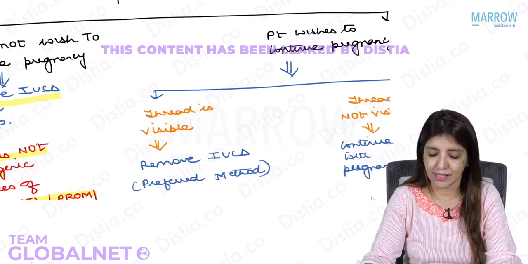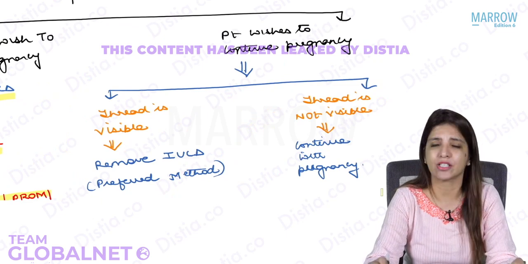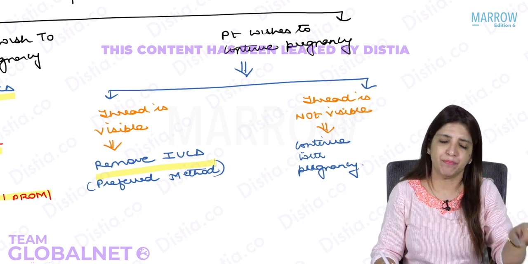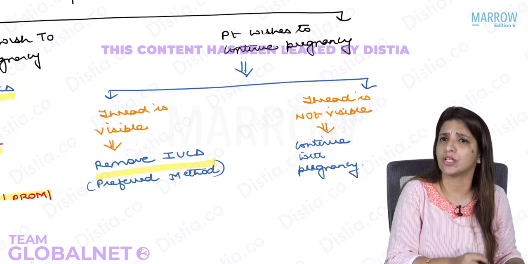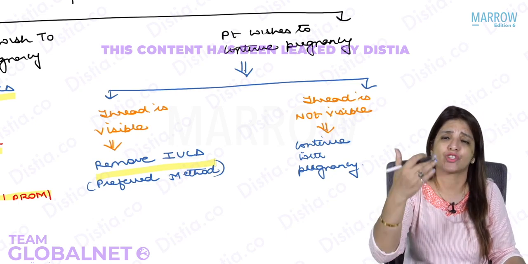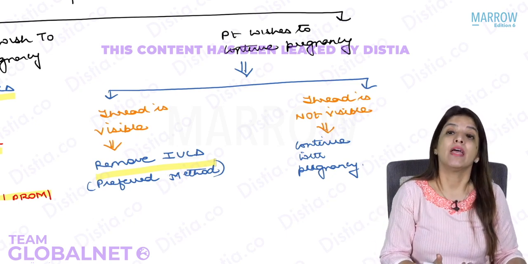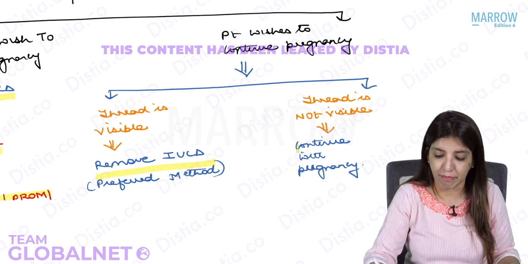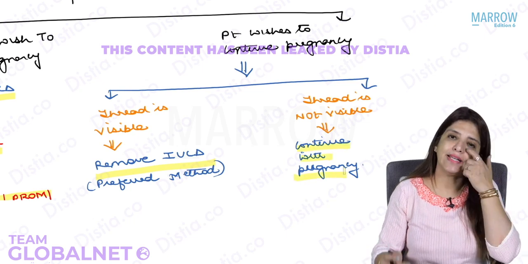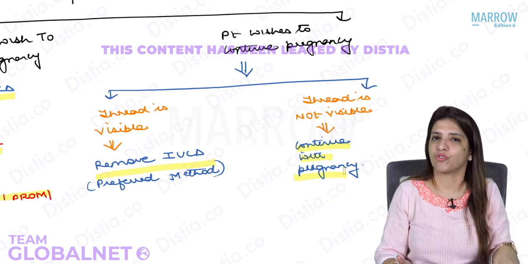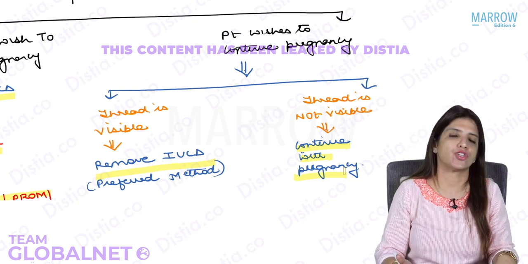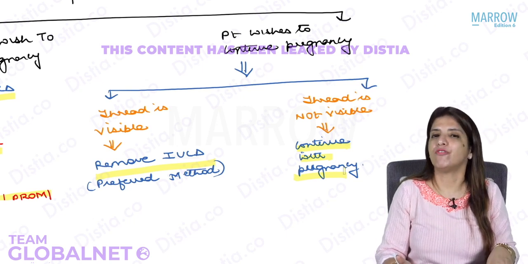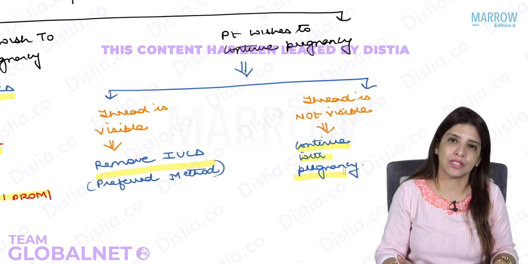But suppose the patient says, no, I want to continue the pregnancy. Best is that the IUCD should be removed and then the pregnancy continued. So if the thread is visible, remove the IUCD, and tell her that since the IUCD is removed, the chances of abortions and infection have become less. But suppose the IUCD is not visible and she still wants to continue with the pregnancy, she may continue. In that case, yes, the chances of abortion, preterm labor, premature rupture of membranes, infections, and IUGR are there. Clear to all of you? So this is how you manage a patient who becomes pregnant with an IUCD in place.